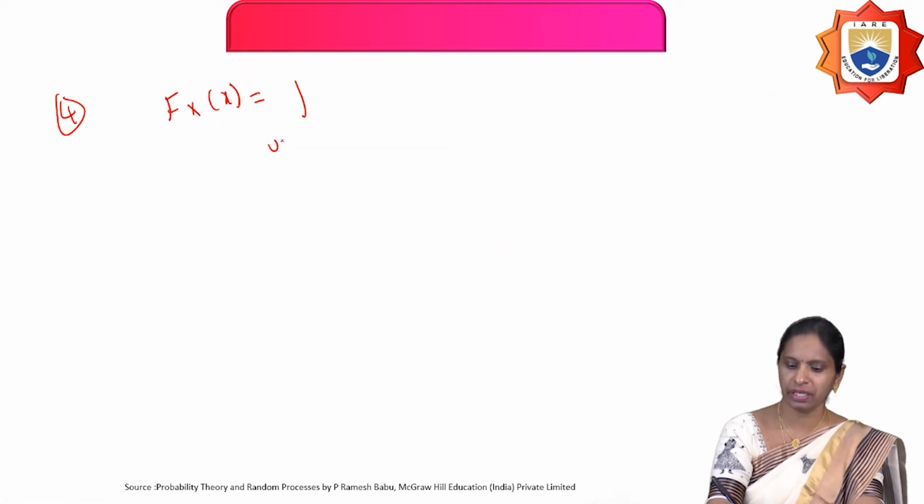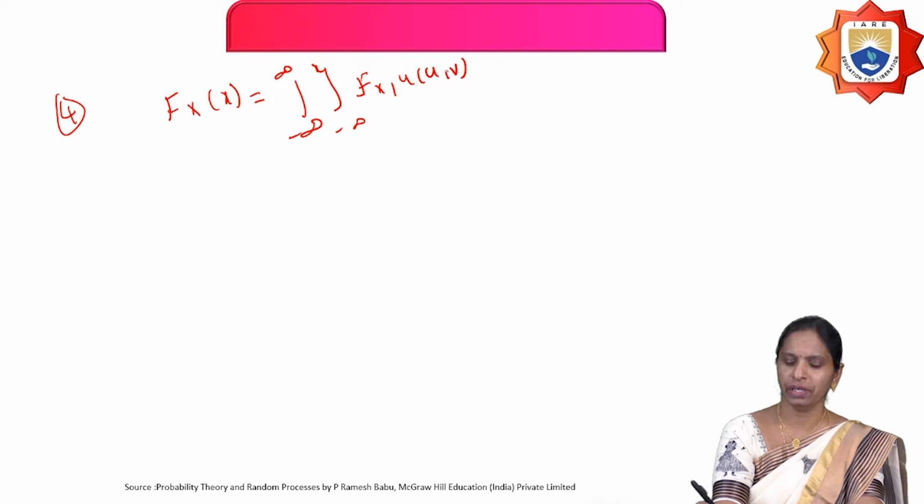Now keep y as infinity. Therefore, what can you obtain here? Integration from minus infinity to infinity and integration from minus infinity to x of fxy(u, v) du dv. Now let us take the RHS side.